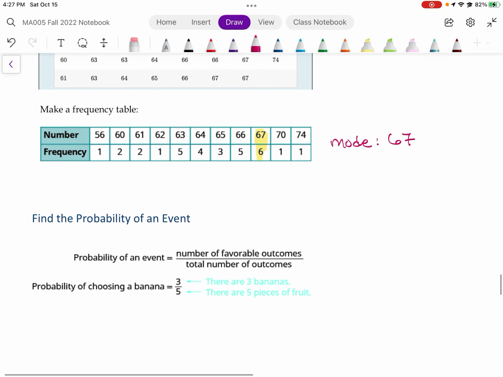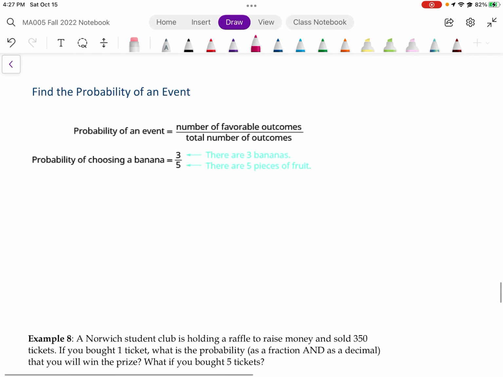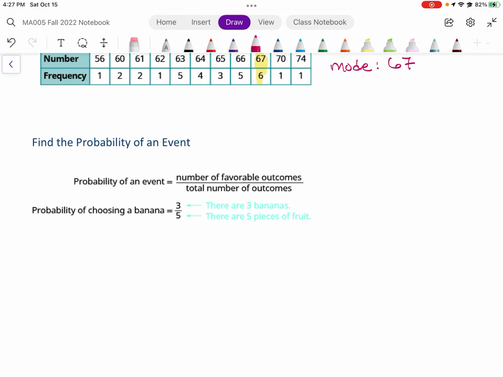All right, so the next topic is find the probability of an event. Probability is the number of favorable outcomes, in other words, what it is you're looking for, divided by the number of possible outcomes. So the probability of you choosing a banana, if there are 5 pieces of fruit and there are 3 bananas, would be 3 out of 5.